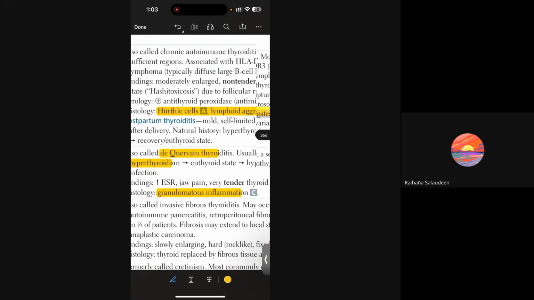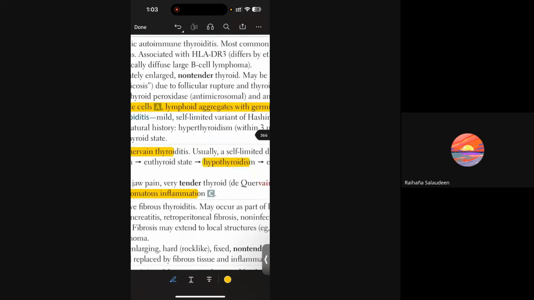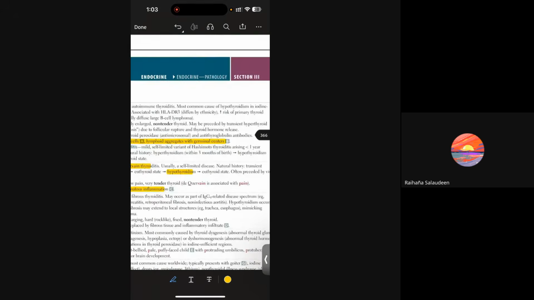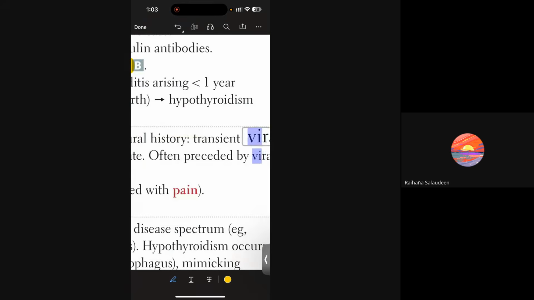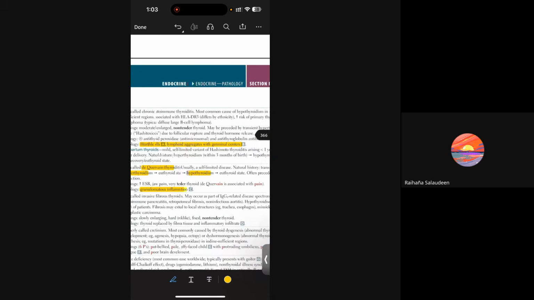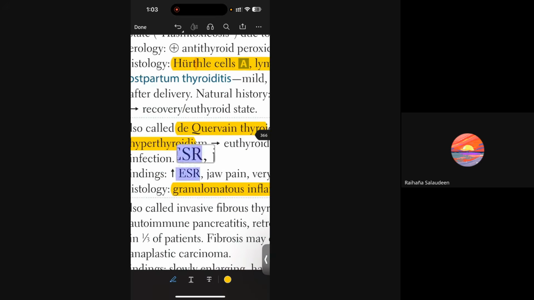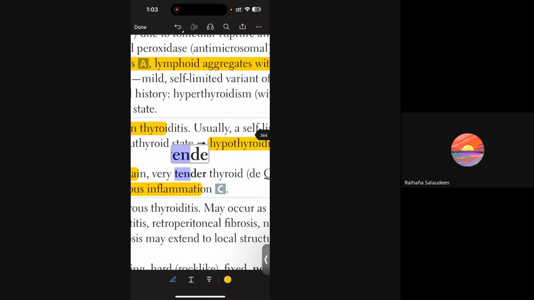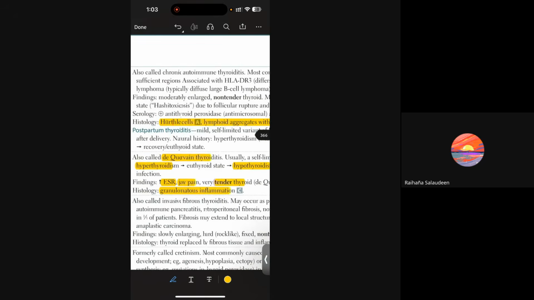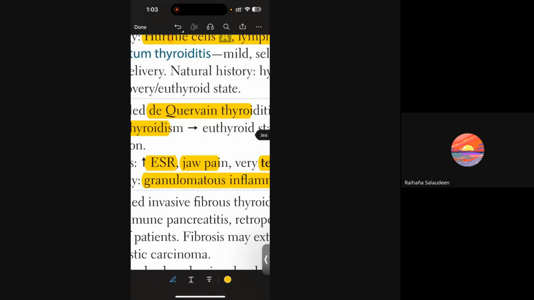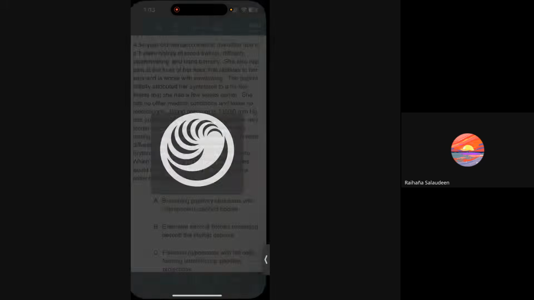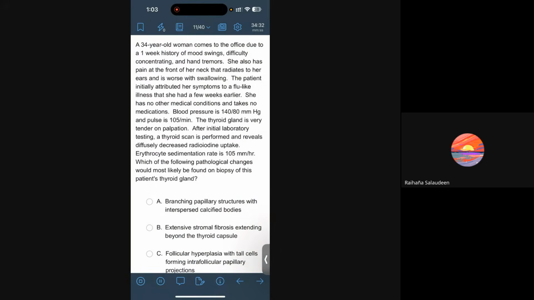Hyper, euthyroid, and then hypothyroidism. Often preceded by a viral illness. Our patient has a flu-like illness before the appearance of these symptoms, right? Our patient's ESR is elevated, our patient has jaw pain, and our patient has a tender thyroid. On histology, what are we going to see in this patient? Granulomatous inflammation.